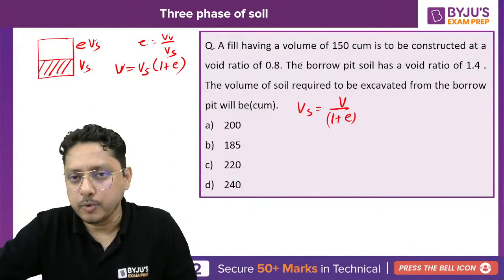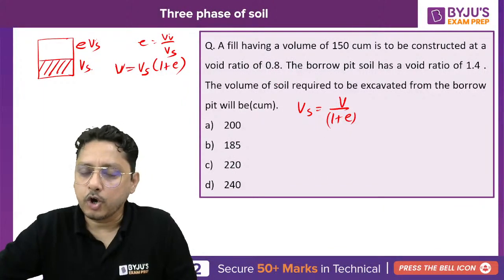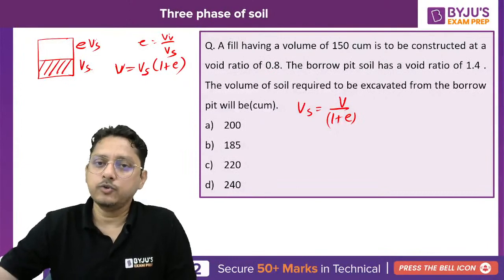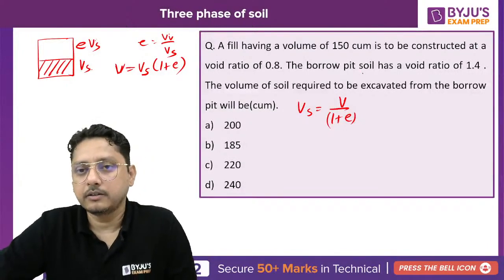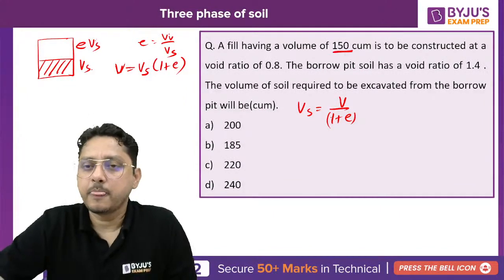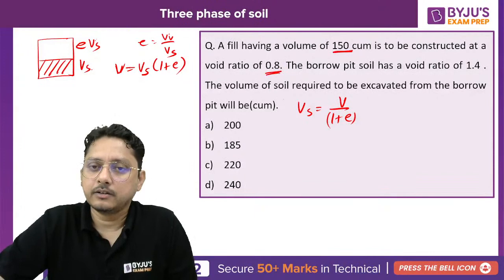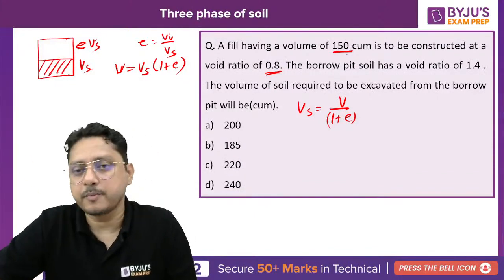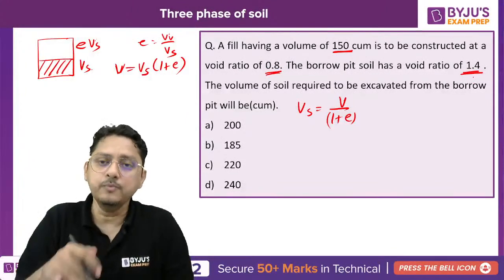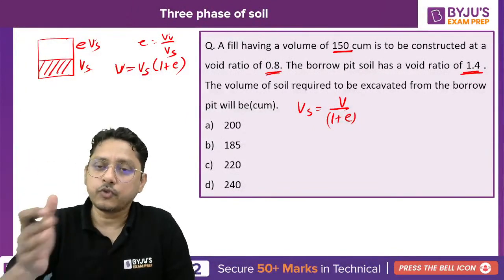Now you have a borrow pit and you have some excavation portion. From the borrow pit, you are excavating the soil and you are going to fill it somewhere. You want to fill 150 cubic meter, which has a void ratio 0.8. The soil which you are excavating from the borrow pit has a void ratio 1.4. He is asking what volume you should excavate. How much volume you should excavate.